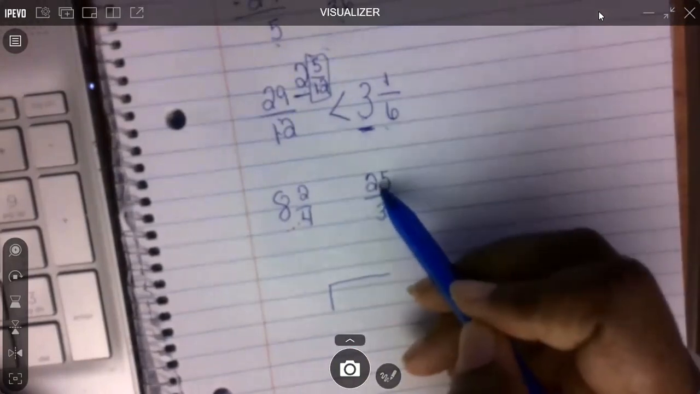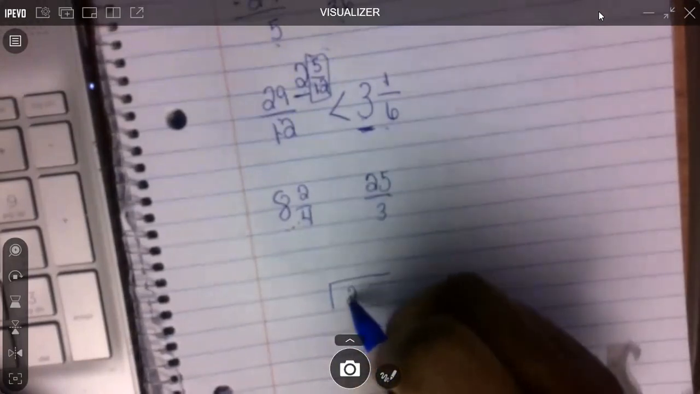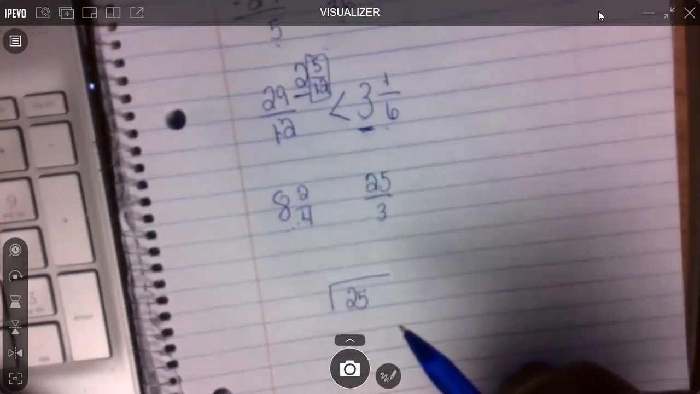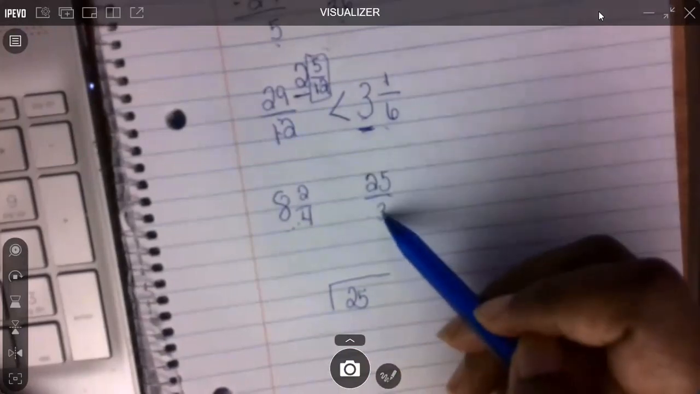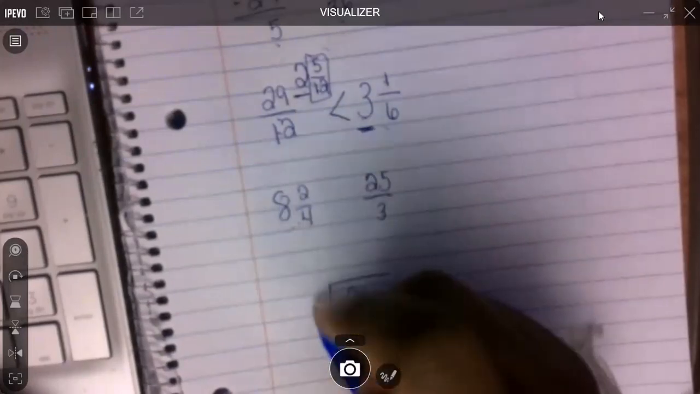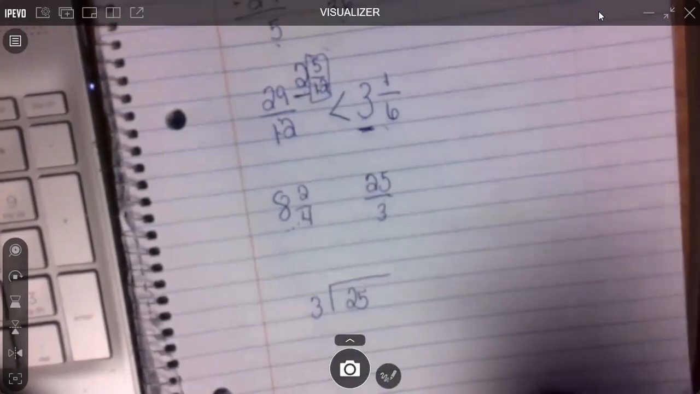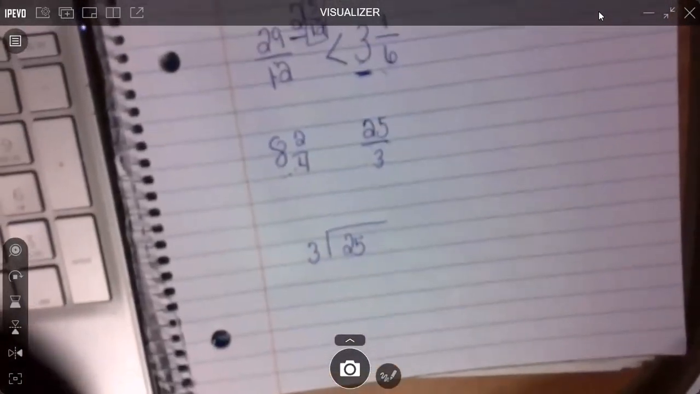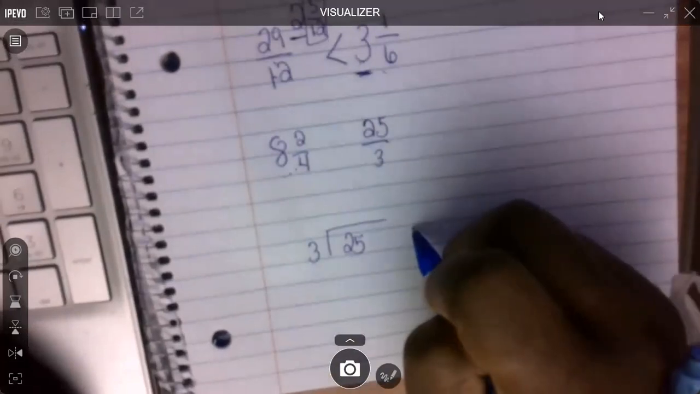Yes, our numerator, our top number. So that's going to be 25. What is my divisor? What is the number that's going to be in each group? That's going to be my denominator, yes. So 3 is going to be my divisor. Now, if you're still working with your multiples, you're going to write your multiples to the side.